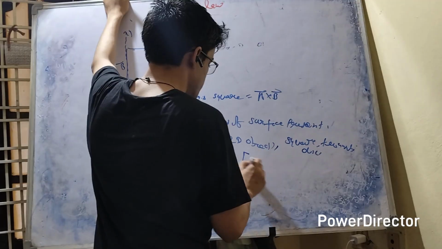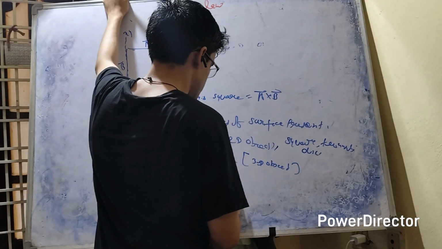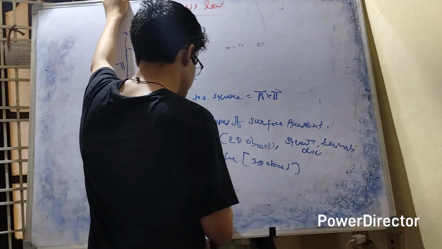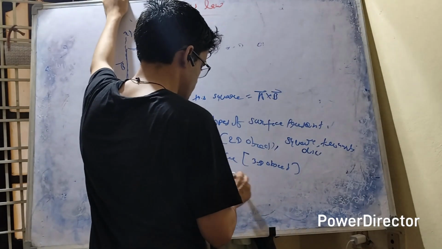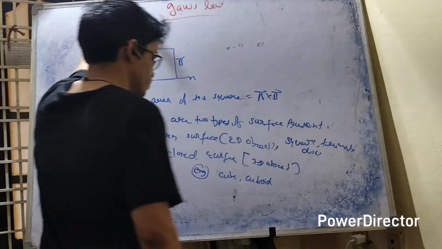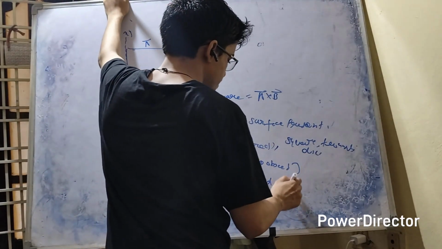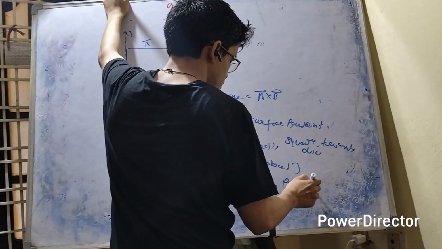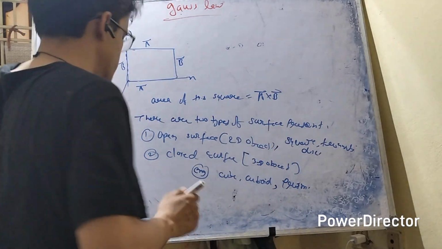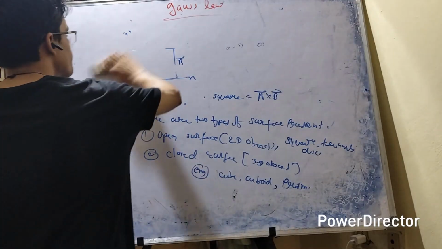What about closed surface? This is called a three-dimensional object. An example here is a keyboard. And next, you can take a prism. That is also called a three-dimensional object.